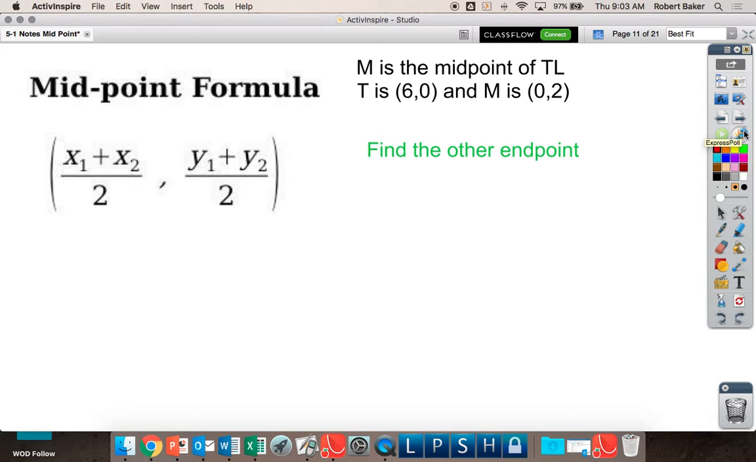T is 6, 0, and M is 0, 2. So, goes back to Chapter 1, Section 1, Concept 1. You have a line segment, TL.